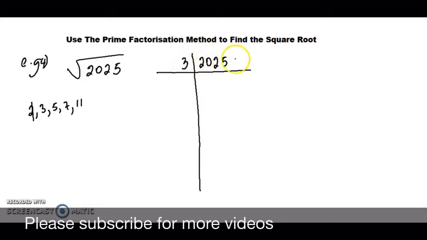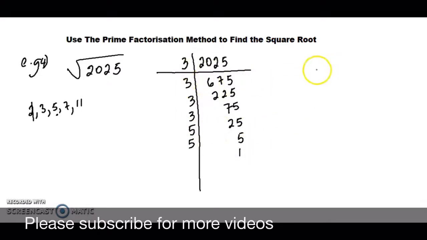3 into 2025 goes 675 times. Is 675 divisible by 3? Yes, it is. 3 into 675 goes 225 times. And 3 into 225 goes 75 times. You can just double check using your calculators. And 3 into 75 goes 25 times. 25 is not divisible by 3, so we're going to move on to our next prime number, which is 5. 5 into 25 goes 5 times, and 5 into 5 goes 1 time.